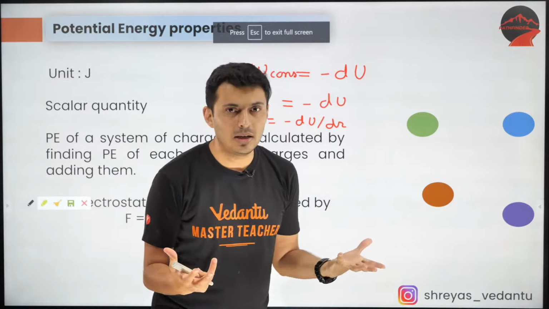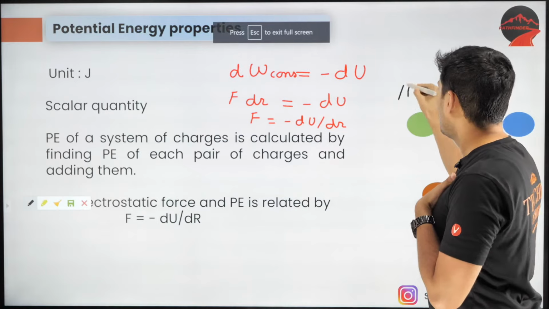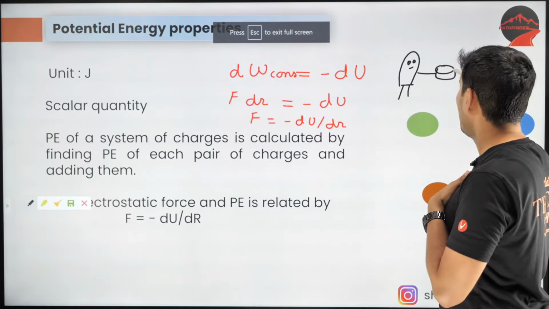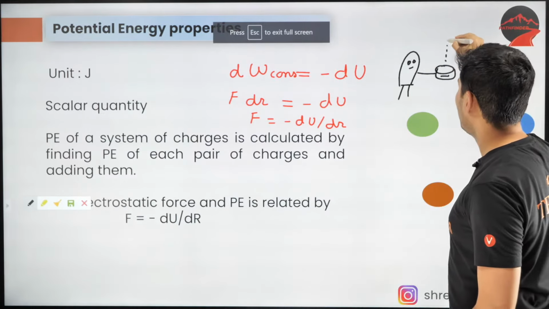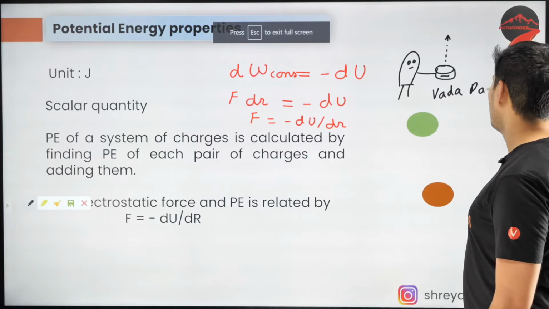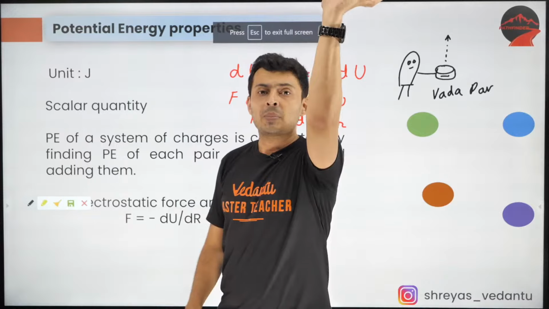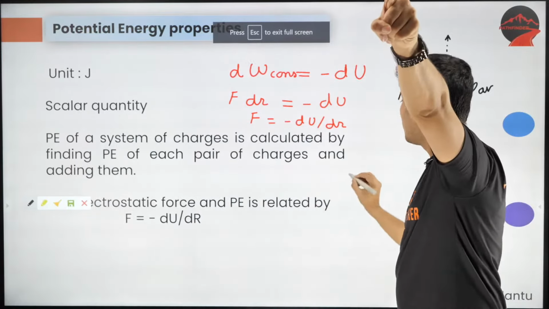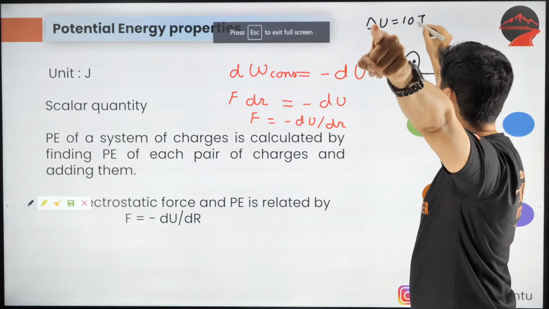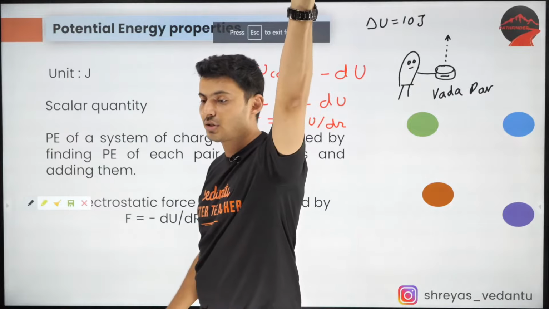For example, I am standing here and I lift a vada pav. I lift a vada pav up like this. This is my vada pav. So if I lift the vada pav, the potential energy increases by 10 joules. Example, the potential energy increases by 10 joules.